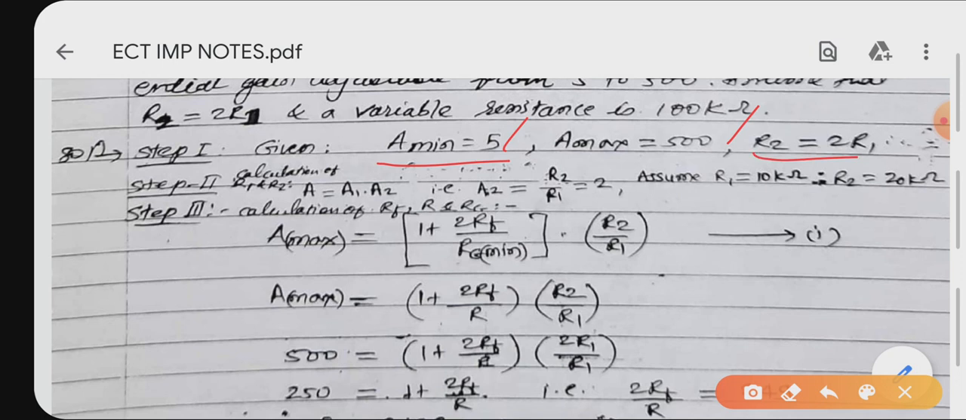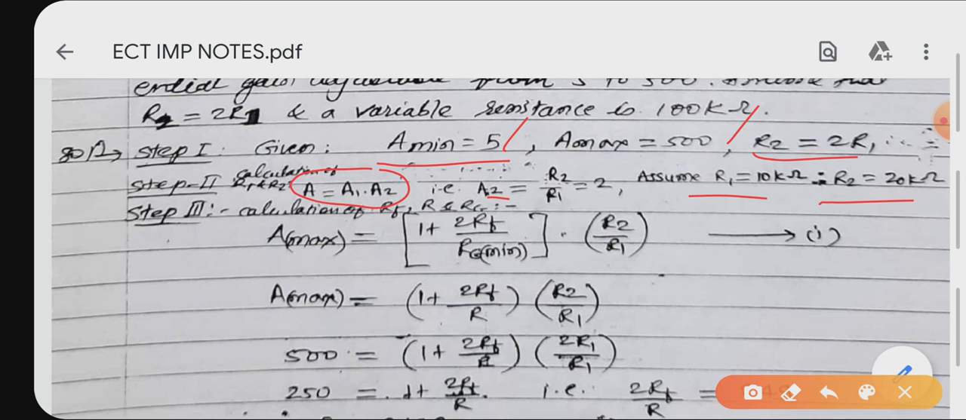Also given that R2 is equal to twice of R1. Okay, so second step, you have to calculate the value of R1 and R2. So here, as I told you, A is equal to A1 A2. A2 is nothing but R2 by R1. So by using this relationship, you will get this ratio R2 by R1 as 2. Okay, that means both are unknown, you have to assume one component value. So assuming R1 equal to 10 kilo ohm, you will get R2 is equal to 20 kilo ohm. So now R1 you got as 10 kilo ohm, R2 as 20 kilo ohm.